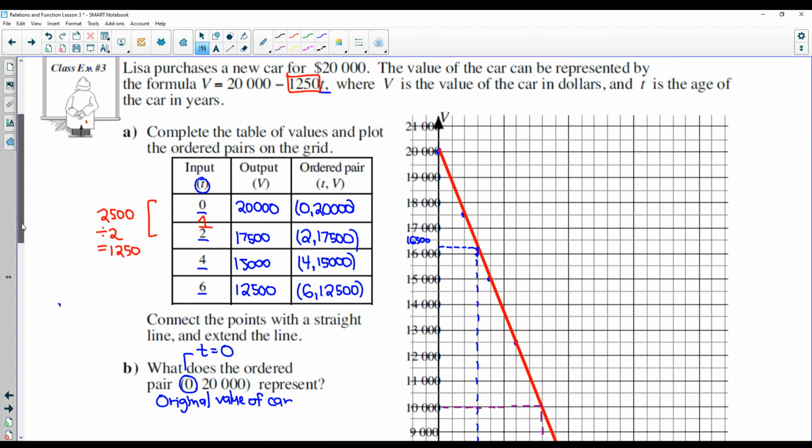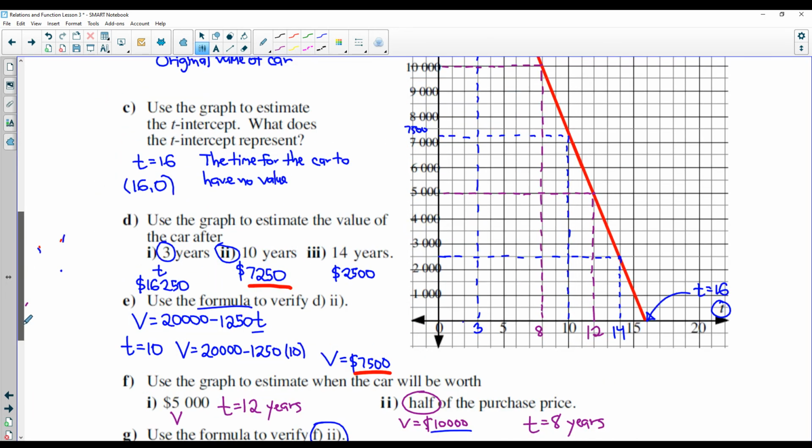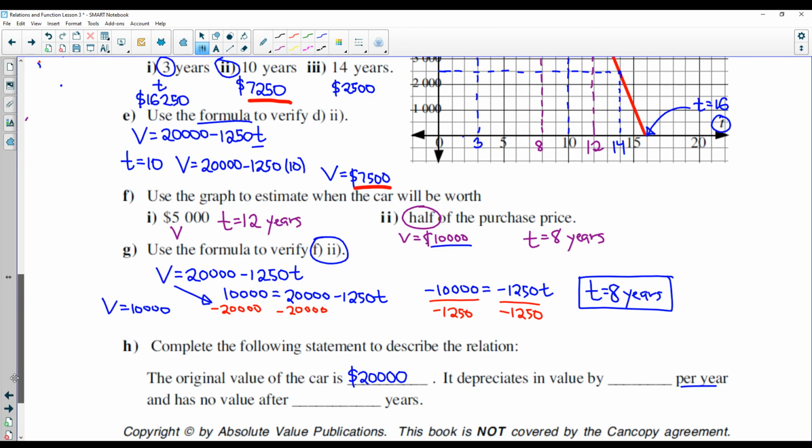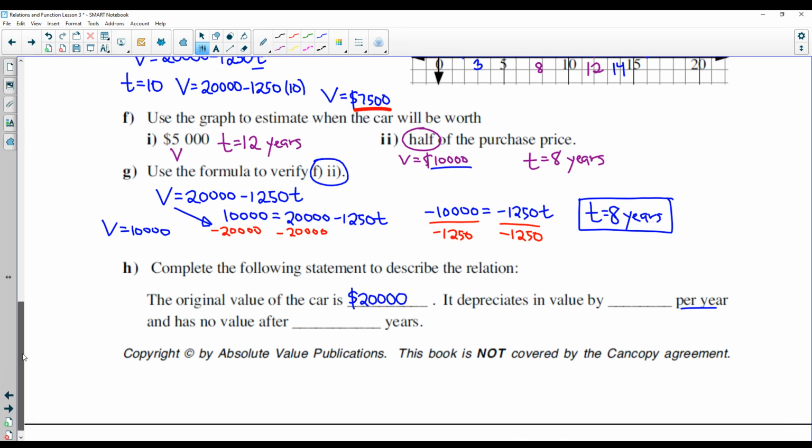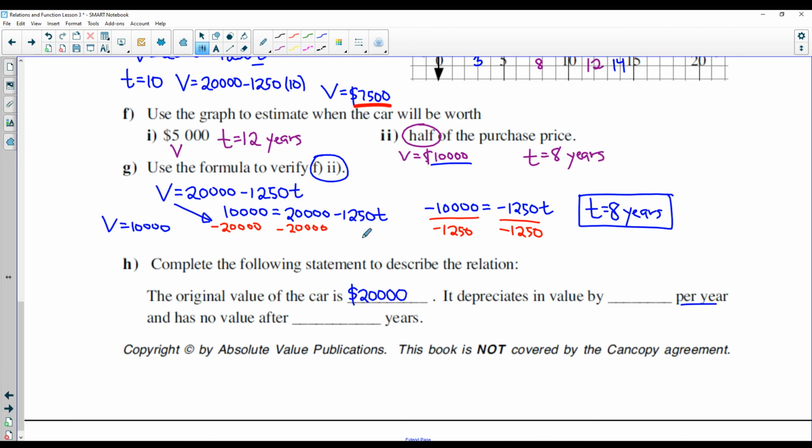In a later unit, we're going to look at how we can write the equation of straight lines, and that'll make more physical sense why that number is there when we actually talk about the slope of a graph. Okay, so it depreciates in value by 1,250 per year, and it has no value after 16 years.